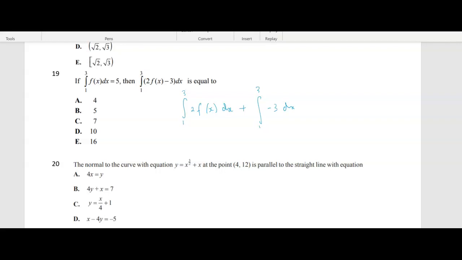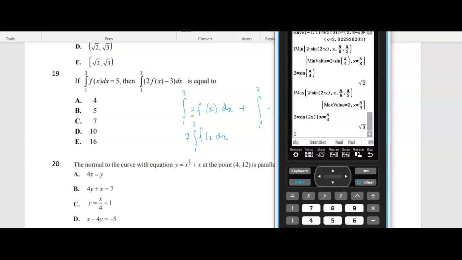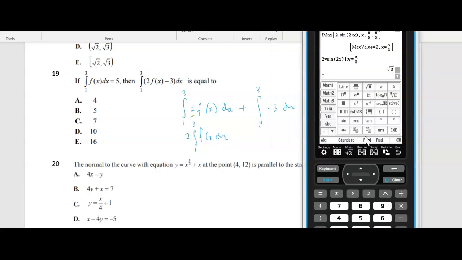So this 2 can come out at the front. And then the antiderivative, we can just do this on the calculator, and I know I should probably do it by hand, but I'm not going to. From 1 to 3 of negative 3. It doesn't matter if you took that negative out the front. So we get negative 6.